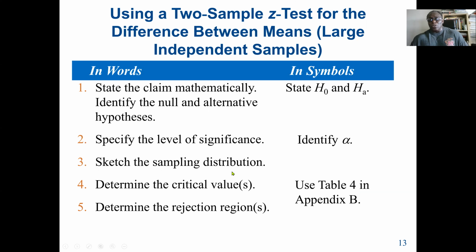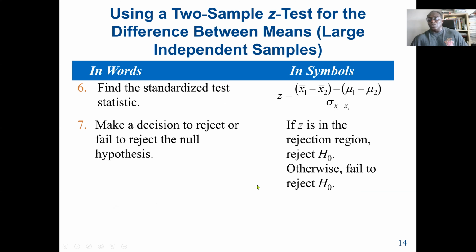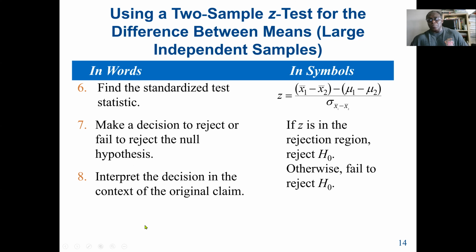Then if we know the p-value, after we get the Z and we get the p-value, then we can determine our rejection regions based on the p-value and also the alpha. We already identified the alpha value. Now to find the standardized test statistic, this is the formula for the Z. Then from this value, we can look for the p-value. Then when we get the p-value, we can determine the rejection or accepted region. Then we interpret our decision in the context of the original claim.